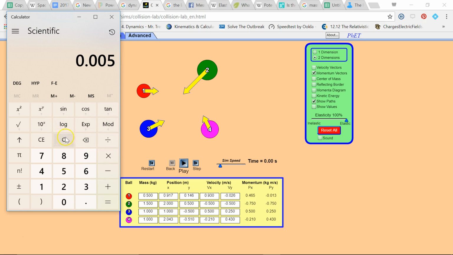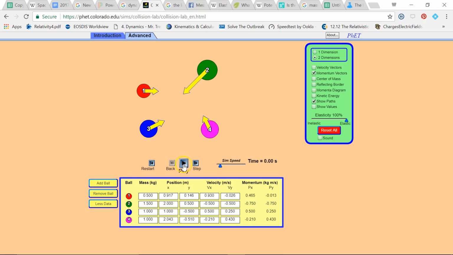Now let's find out what it is in the y direction. So that would be minus 0.013 minus 0.750 plus 0.250 plus 0.430. So in the y direction, it's minus 0.083. Minus is very important with momentum. Okay, so let's have them collide.